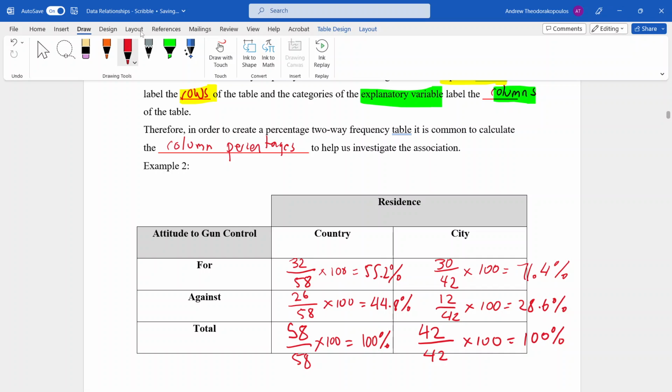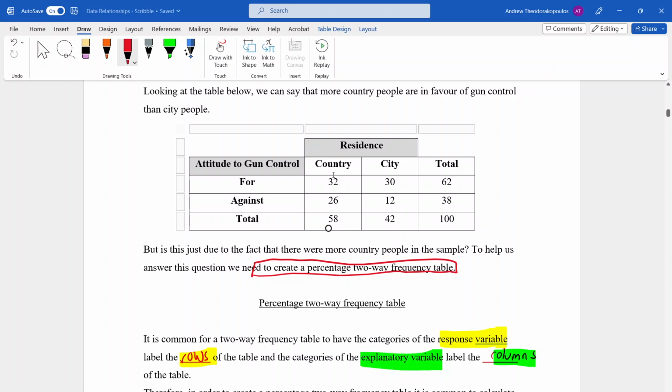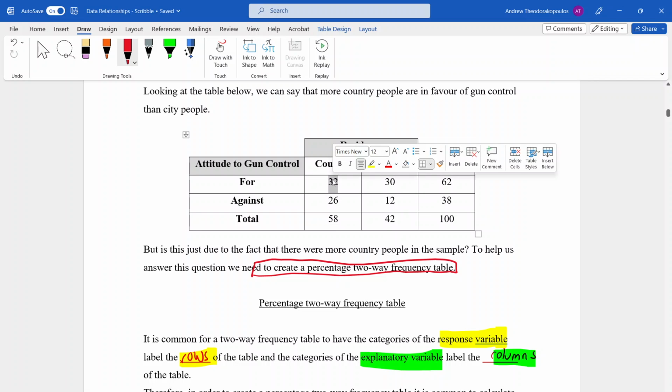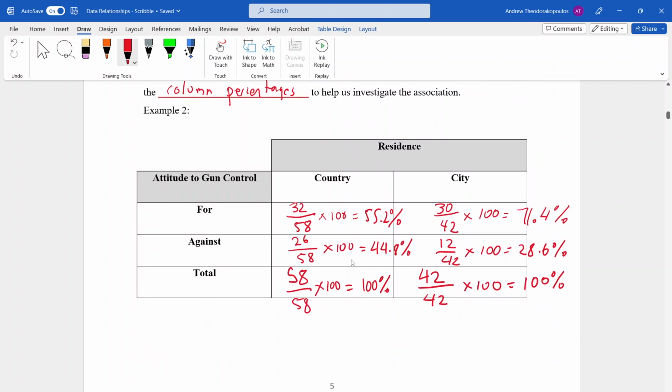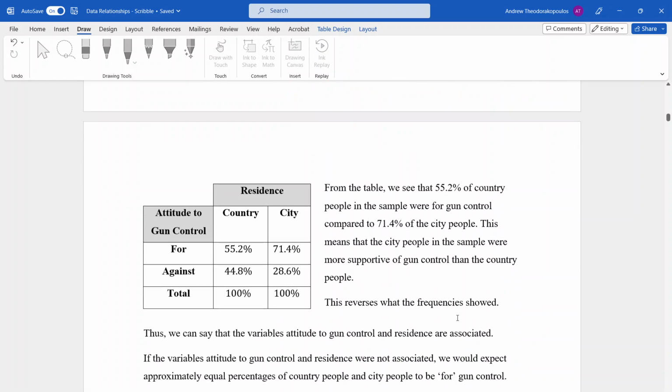Okay, it looks like from the previous example up here that more people in the country were for than the city, but we realized that because there's more country people, that's why there's a bigger number. So we care more about the percentages. Out of the country people, 55.2% are for it and 44.8% are against it, whereas in the city, it's much more obvious that the city people, 71.4% are for it, whereas 28.6% are against it. Okay, so this is summarized nice and neatly here.